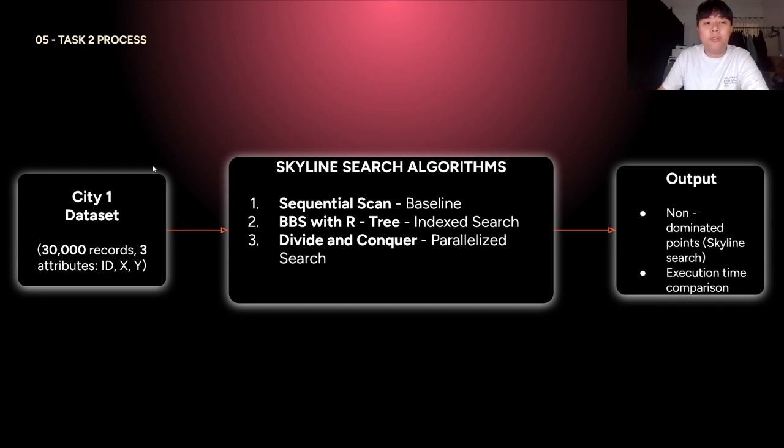So first is the input for the dataset, which contains 30,000 records with three attributes, and then we use it for each and every algorithm. The first is the baseline, the sequential scan, then the index search, which is the BBS with R-tree, and the parallelized search, which is the divide and conquer. Then next is displaying the output to a text file, which shows the non-dominated points or the skyline points, and then their execution time comparison.